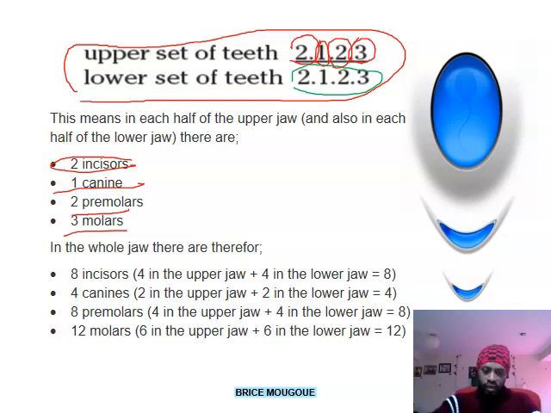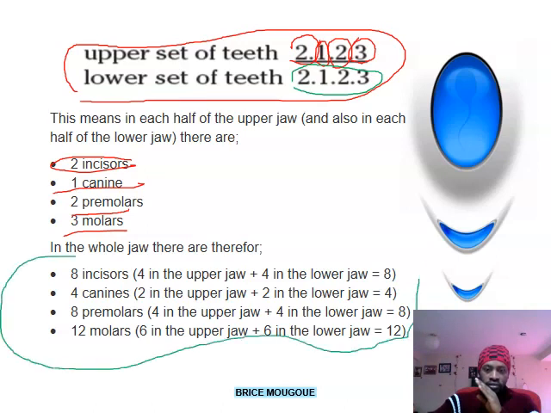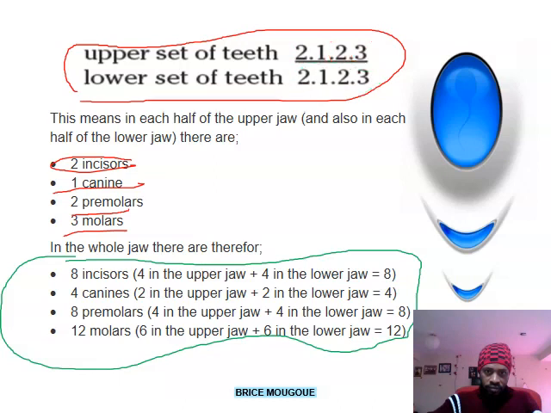So if we now want to add one half to another half, we're putting everything together. This is the addition. This is the result. This is what we are going to be having. If I go back to the previous diagram, I'm now adding everything together. Two up on one side, two down on one side. That gives me four.